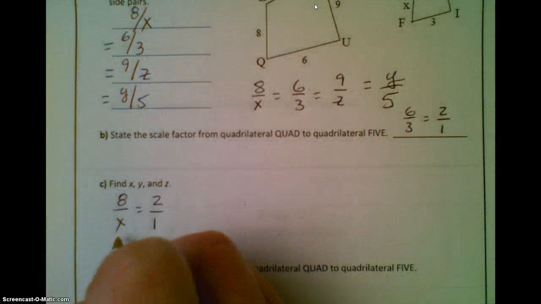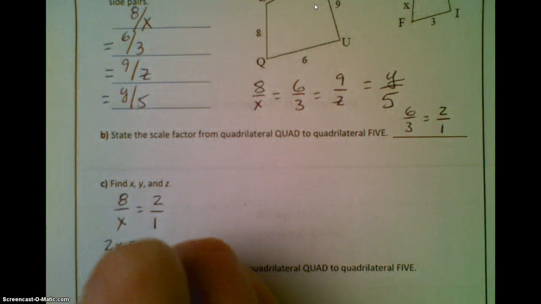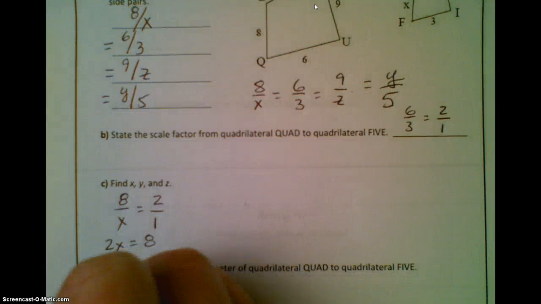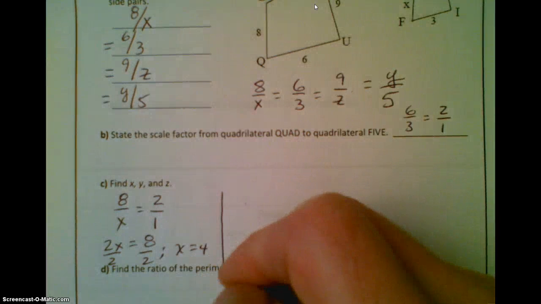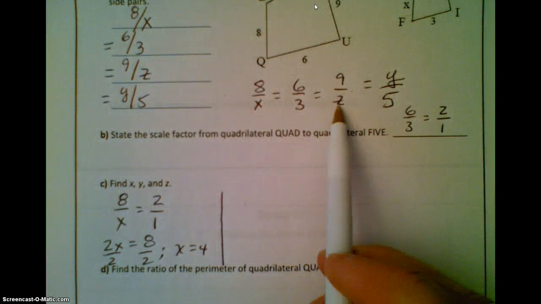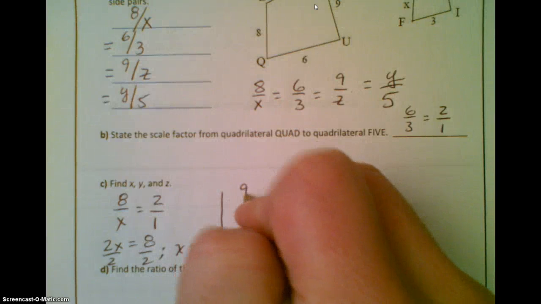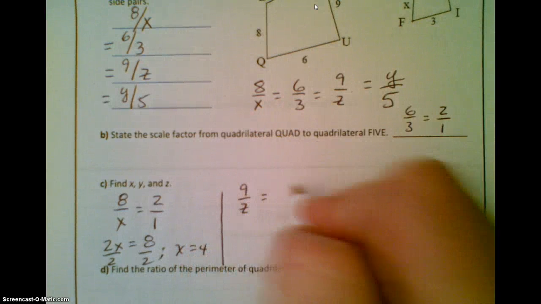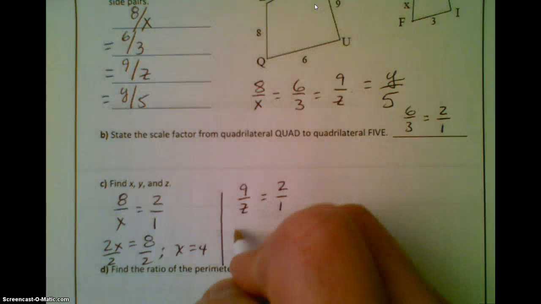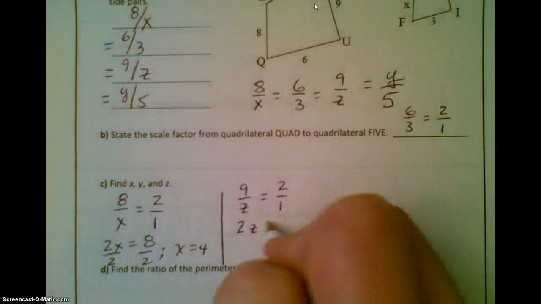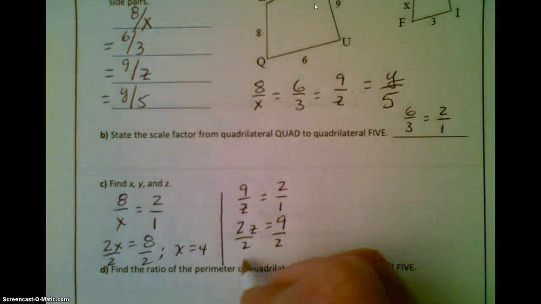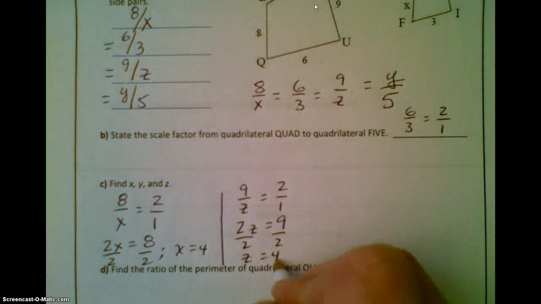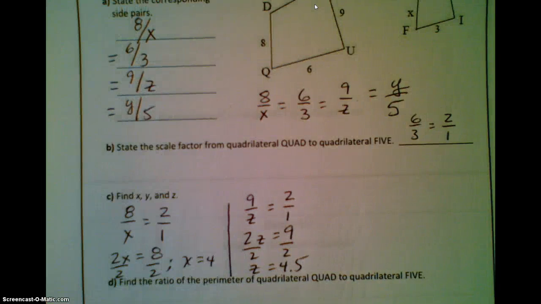Solving this, I'm just going to cross multiply, so I get 2x is equal to 8. Divide both sides by 2, and I get x is equal to 4. Next we'll solve for z. I've got 9 over z, and that's also going to equal the scale factor, 2 to 1. Again, cross multiply, I get 2z is equal to 9 times 1, which is 9. Divide by 2, and I get z is equal to 4.5.